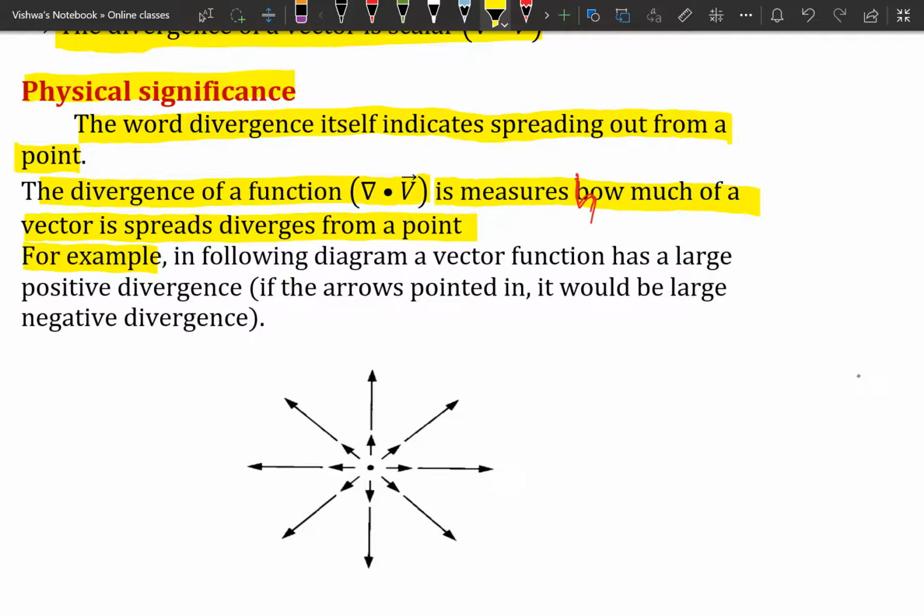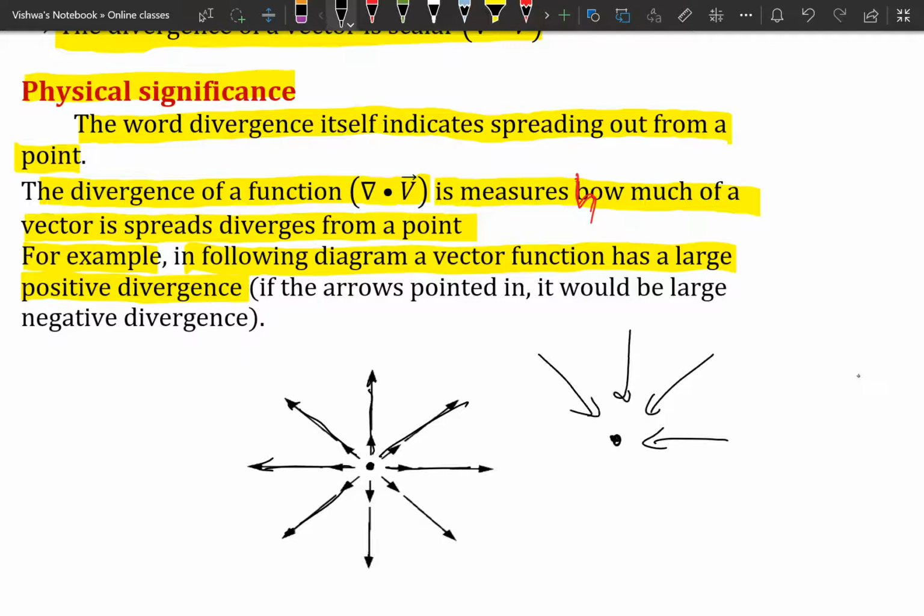For example, in the following diagram a vector function has a large positive divergence. Here there is a vector function and there is an origin. From this the vector field is going outward. We call this diverging from a point, and it has a large divergence. Suppose the vector fields are heading towards a point, this kind we call negative divergence.